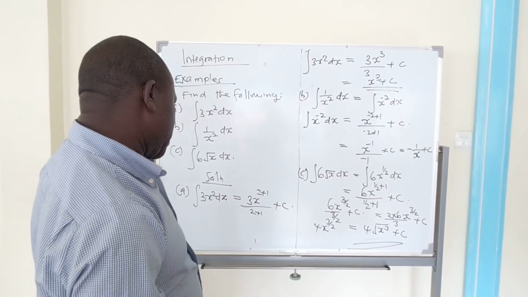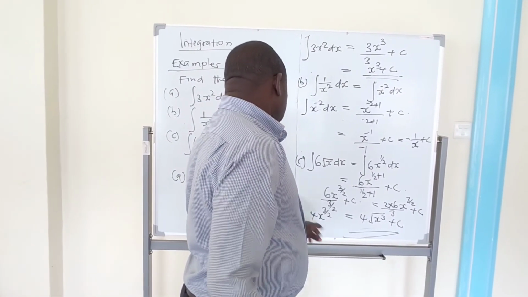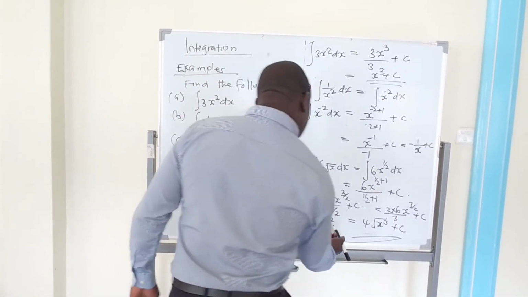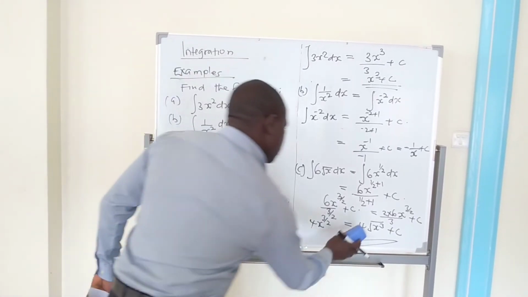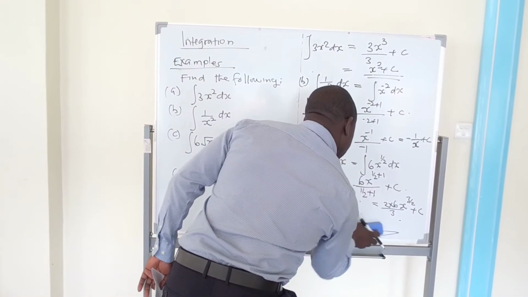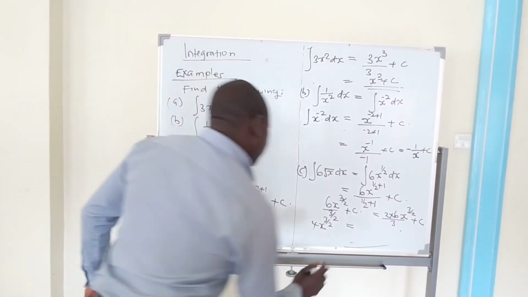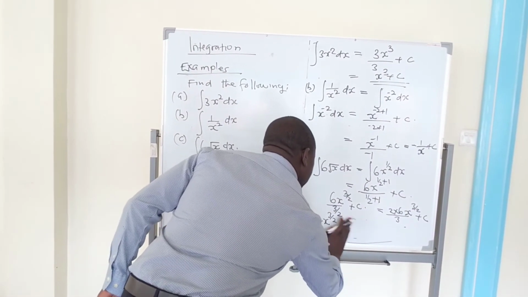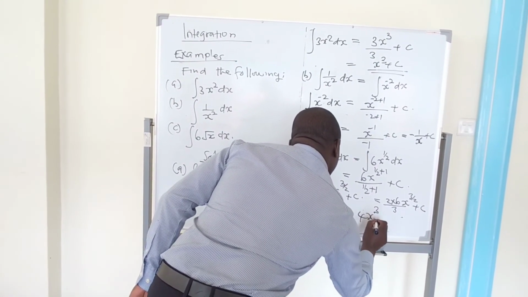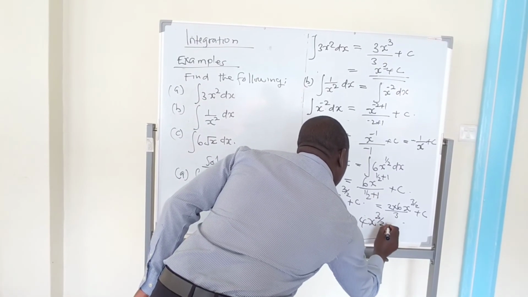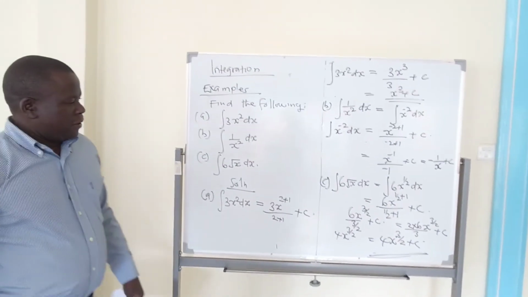I think, let us see, this is 4. Am I right here? How do you simplify this? Am I right with that simplification? Let us see whether we are right. Okay, there's no problem. We shall say this becomes 4x to the power 3 over 2 plus c. Doesn't matter, this one even simplified. It's okay. Thank you.